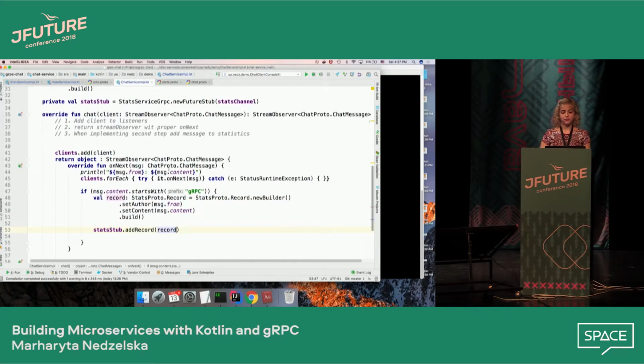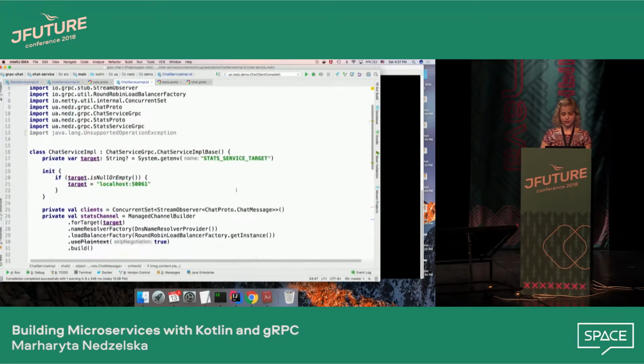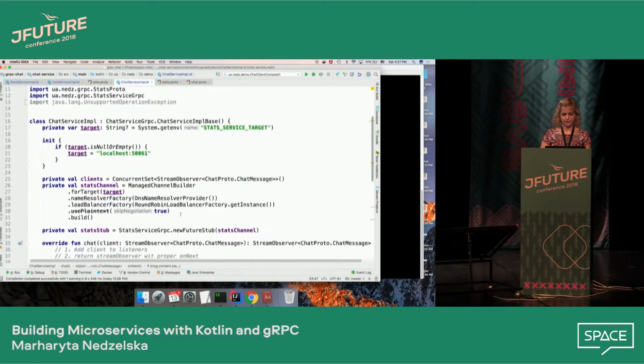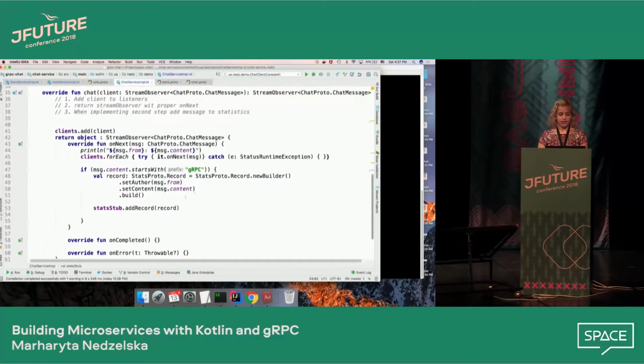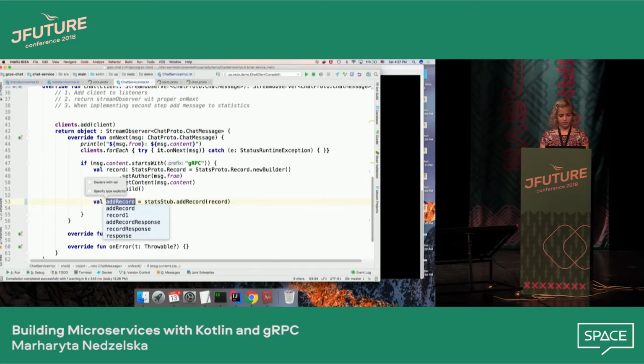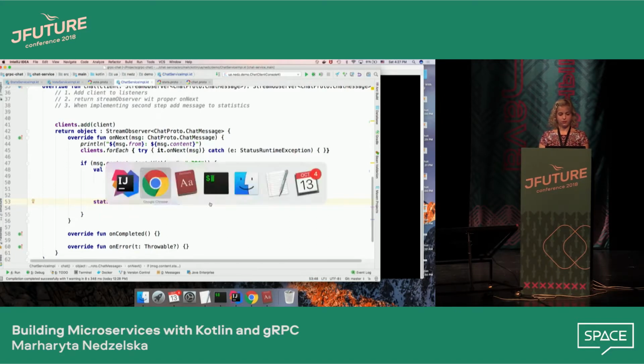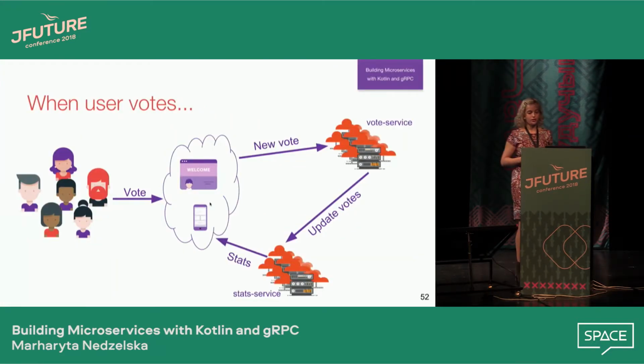And the third possible variant, we can use a blocking stub. Where is it? New blocking stub. A blocking stub would just block the thread until we have a response. It's not really convenient because we need to block the thread, and in Kotlin we try to do things asynchronously, but sometimes you really need this. And if we implement this, we see that it just adds the record response. So let's return to our presentation.